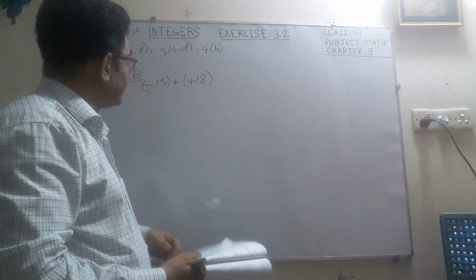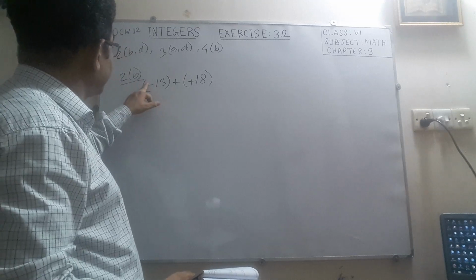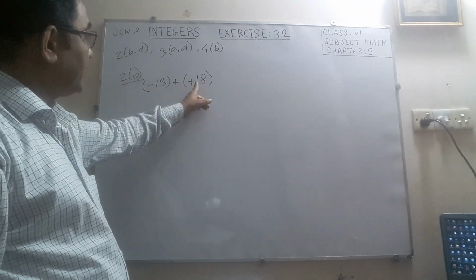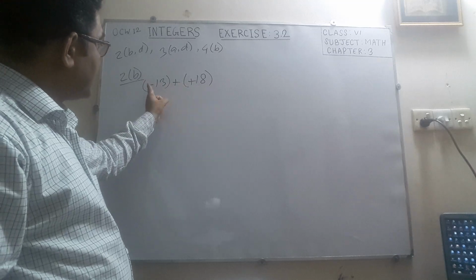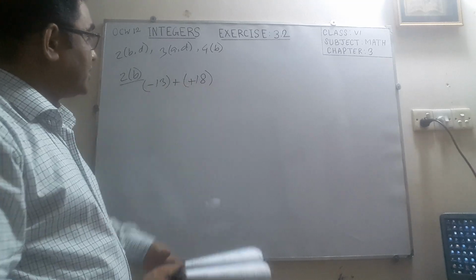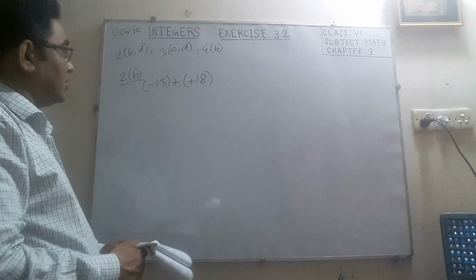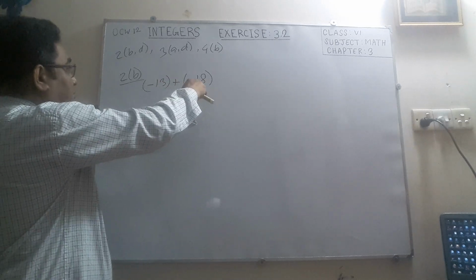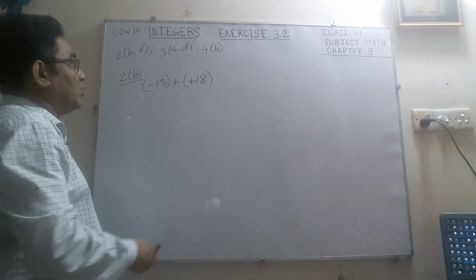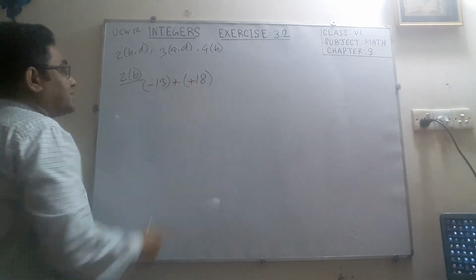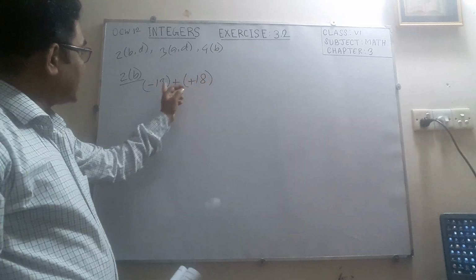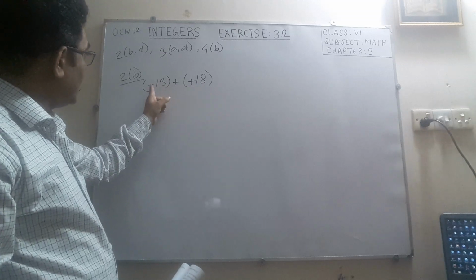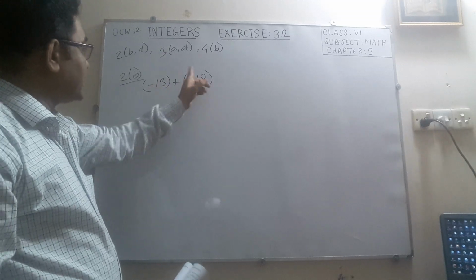Students, we have to add. This is the reverse sign. One is minus, another one is plus. So if we have to add minus 13 with plus 18, then we have to look at the sign here. Which one is the greater number? We have 13 as one number, another number is 18. 13 with minus sign, 18 with plus sign.